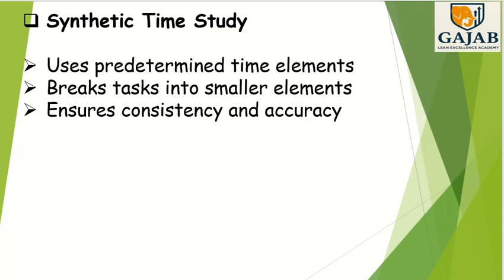Then the synthetic time study. Synthetic time study involves determining time standards by summing the predetermined times for each element of the task. It uses data from time study libraries or PMTS systems instead of real-time observations. This method is efficient when similar tasks are performed repeatedly across different operations, and it saves time and effort compared to conducting a full stopwatch study for each task. Synthetic time study is particularly useful in mass production and repetitive manufacturing environments.